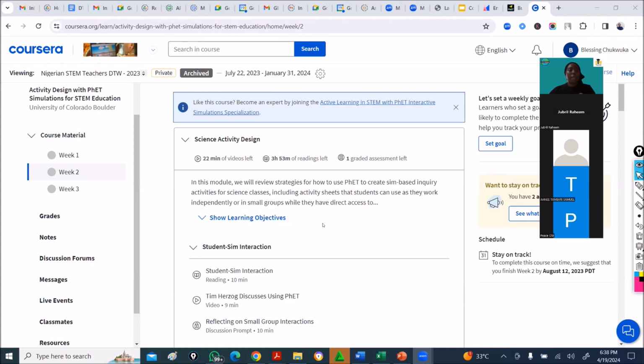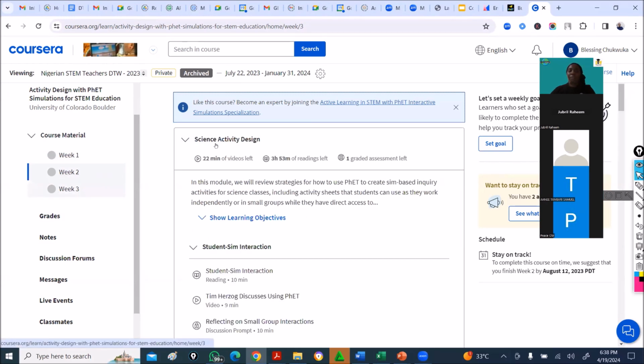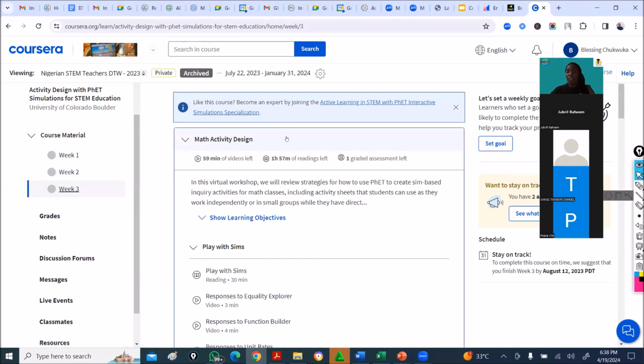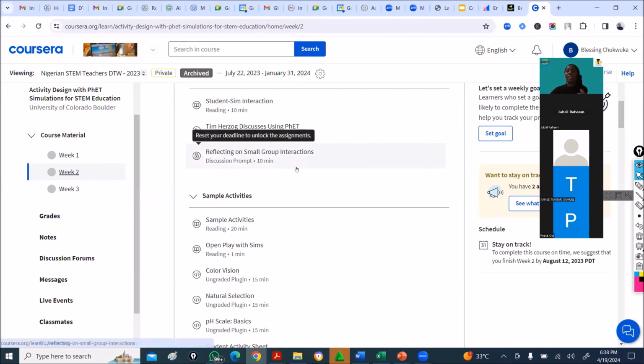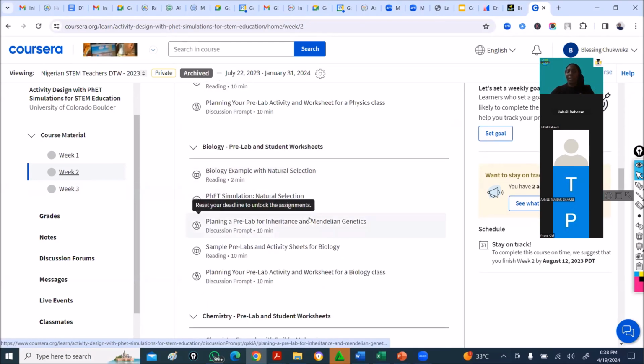Okay, let me come again with how the courses for the activity design look on Coursera. This is how you're going to see it on your dashboard. I said week 1 is for everyone, both the science and maths teachers. We have 3 weeks. Week 1 for everyone. Week 2 is for the science teachers. Week 3 is for the maths teachers. In week 3, everything here is just for the maths people. Week 2 is for the science people, and the science people comprise your physics, biology, and chemistry.